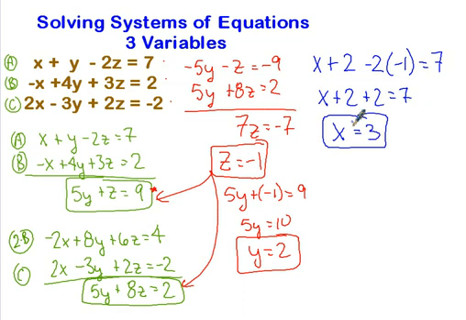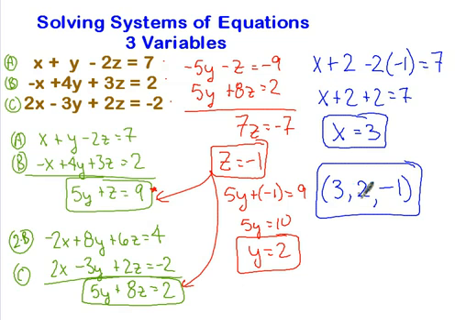Alright, so the solution to my system of equations looks like 3, 2, and negative 1. And once again, you could check this by taking 3, 2, and negative 1, plugging it in for x, y, and z in all 3 of these, and it should give you these values at the end.